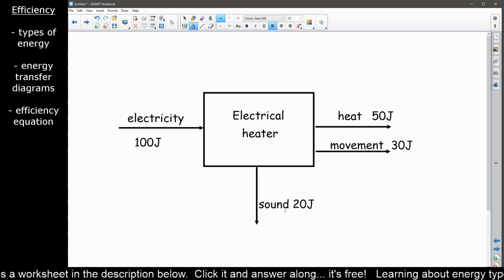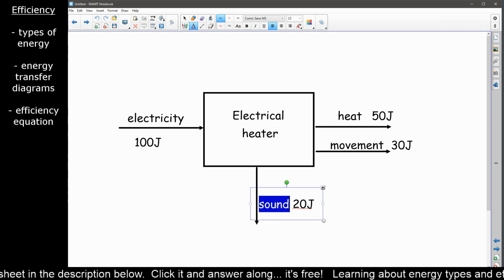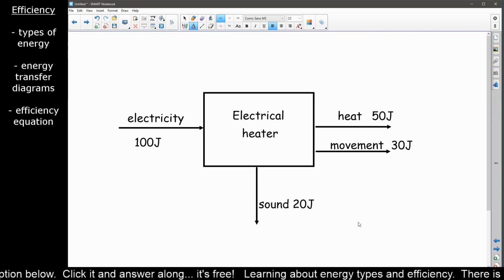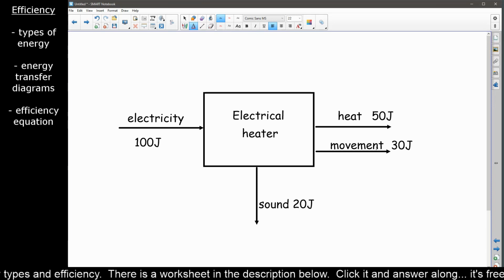Now notice what we've done here. We've established that sound is wasted because an electrical heater is probably not designed for your enjoyment of the noise that it makes. That's not what it's for. It's for making heat and movement energy, sort of. That's to distribute the heat around the whole room, that little fan motion thing to get it going faster. But usefulness and not usefulness are human defined terms. If you turn on the electrical heater because you really like the sound of the fan, then sound isn't wasted. But what we can't say is that we get 100% conversion from one type of energy to another.